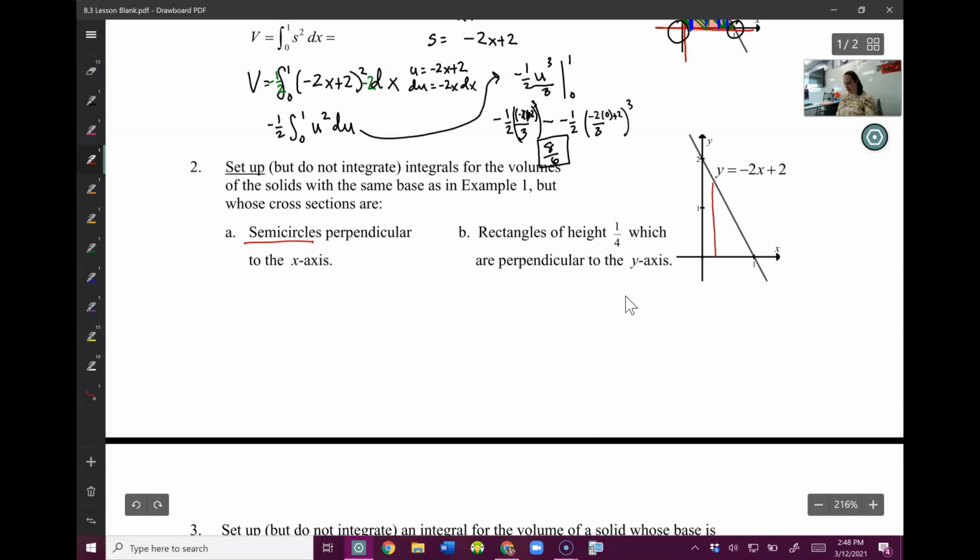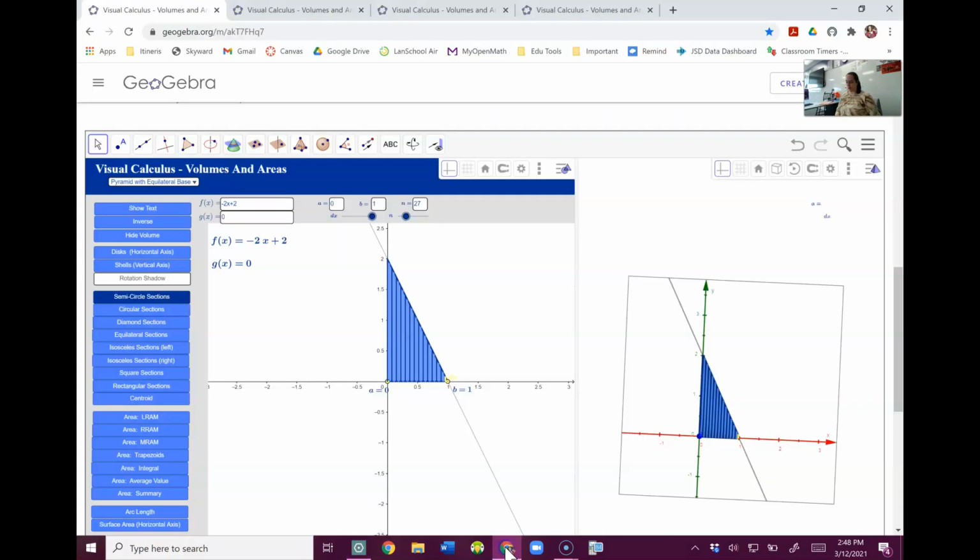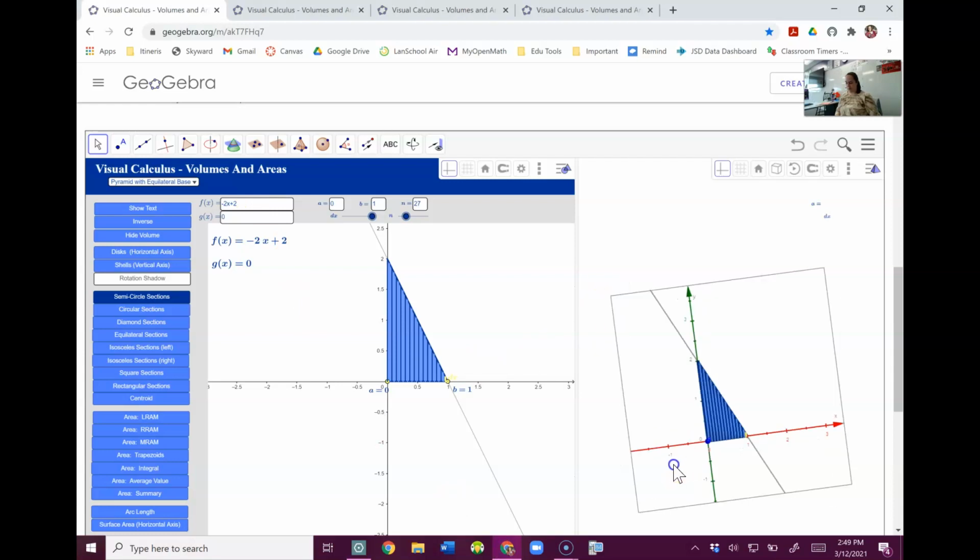perpendicular to the x-axis, here's going to be my semicircle. So I can start to kind of visualize what this is going to look like. But to do even better, here we go.